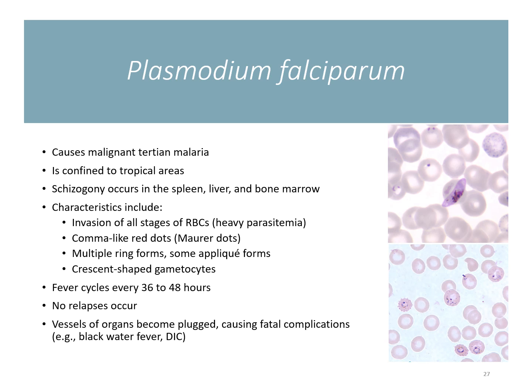Plasmodium falciparum stands out a little differently because it has this banana-shaped gametocyte within the organism that you're looking for, crescent shape, banana shape. This organism can cause complications because it can plug the vessels of the organs, and it can cause fatal complications. This might be referred to as something like DIC, disseminated intravascular coagulation, or blackwater fever.